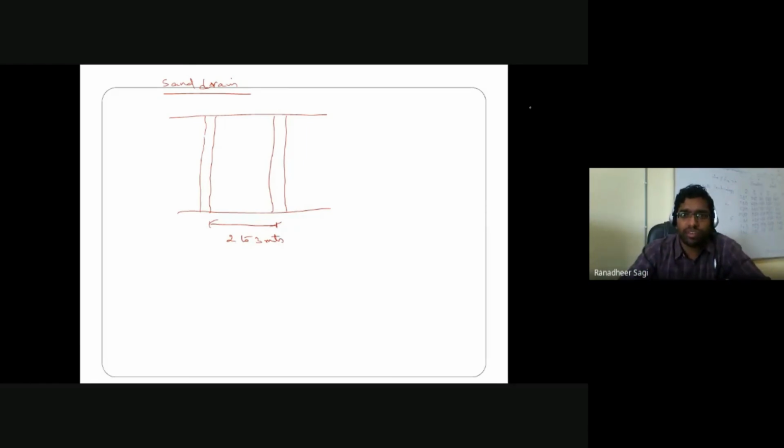And these sand drains, if I look at them in plan view, let's say this is my site. The arrangement of sand drains in that particular site can be done like this. Here is one sand drain, here is another, another, another, and so on. Okay, so this pattern of arrangement of sand drains, we call it a square pattern of arrangement.